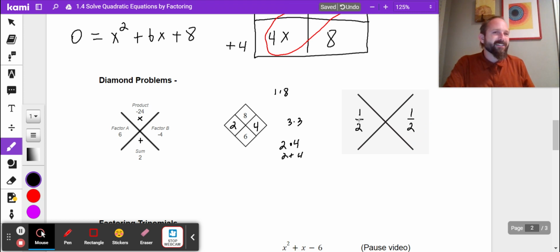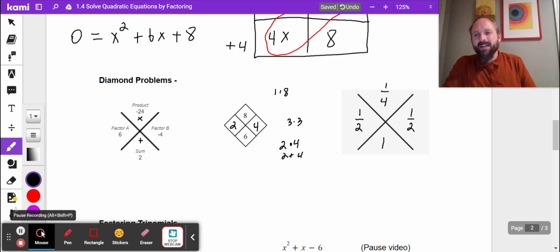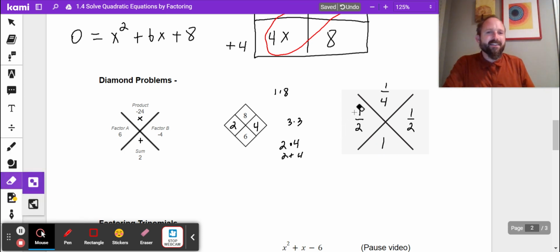What times what? 1/2 times 1/2 is what? So 1/2 times 1/2 is 1/4. And then 1/2 plus 1/2 is 1. So if I give you something like this, where there's a fraction, you have to think about, what are the rules of multiplying fractions?